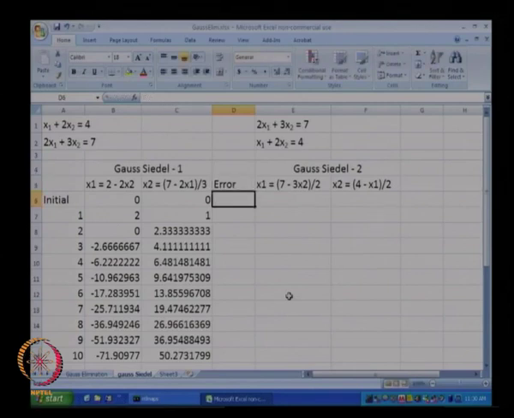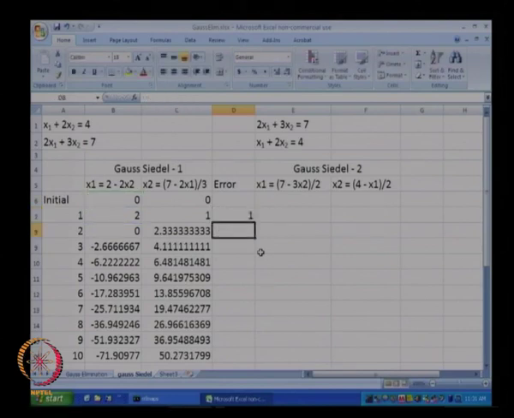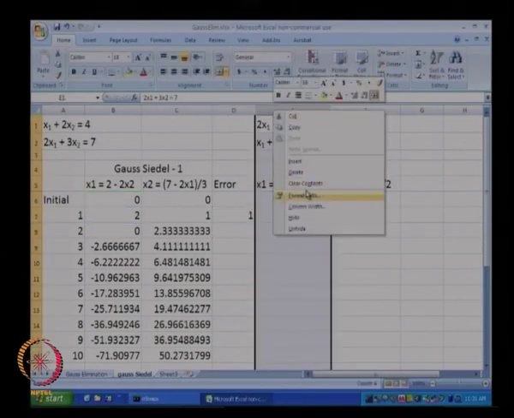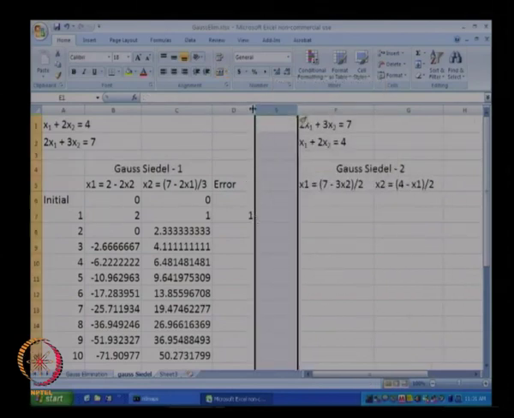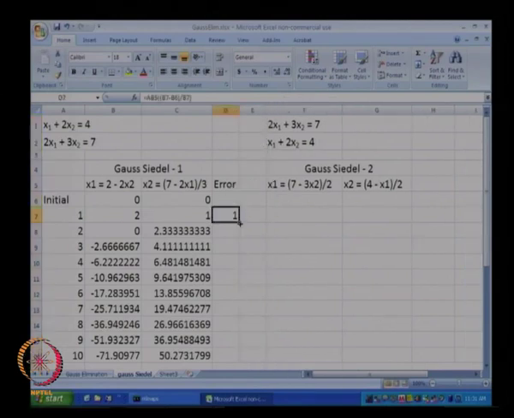Okay. And the relative error is nothing but the absolute value of the difference between the current and the previous value divided by the current value. Okay. So that is the error in x1, and likewise we will have the error in x2 as well. Okay. And for the error in x2 we are just going to drag this to the left hand side.